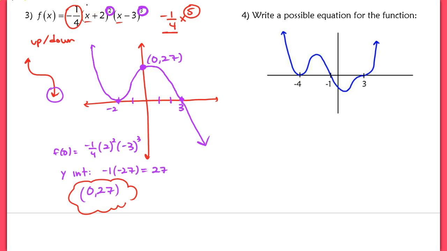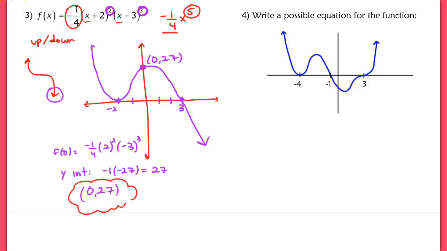All right, now in your last example here, you're supposed to write a possible equation for the given function. Now, in this case, we're not asking you to find a particular equation, it's just a general equation for this function. So there's actually lots of correct answers here, but there are also lots of incorrect answers. So let's go through how you're going to write the possible general equation.